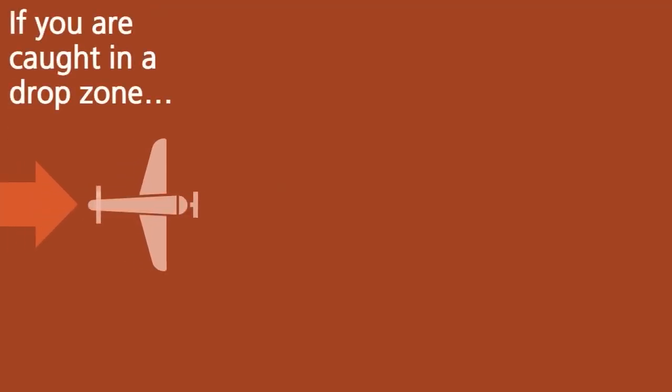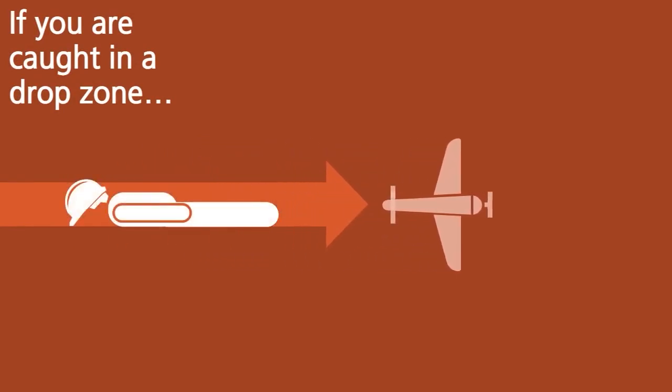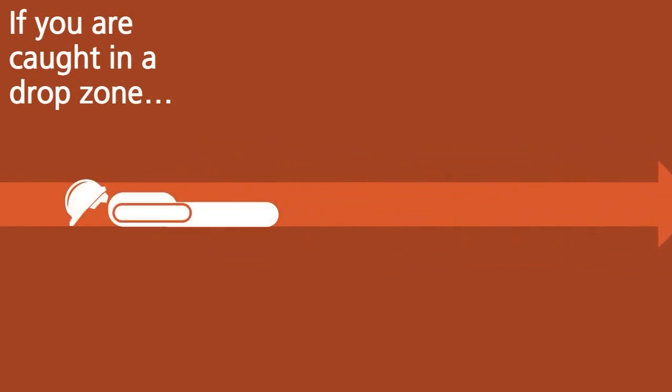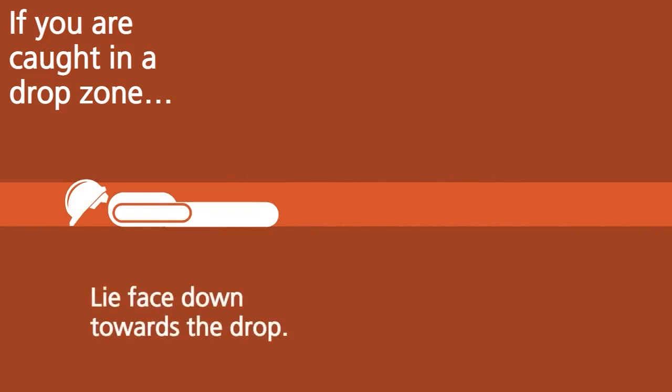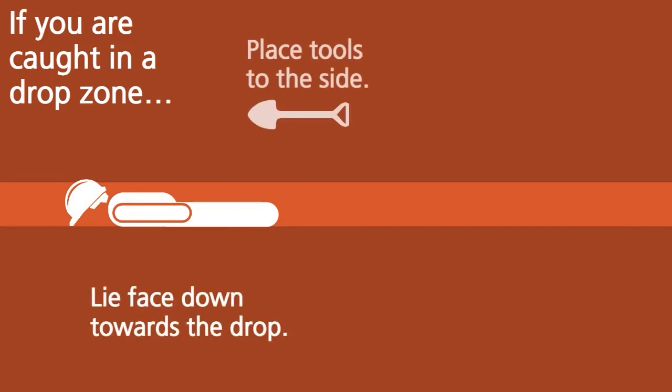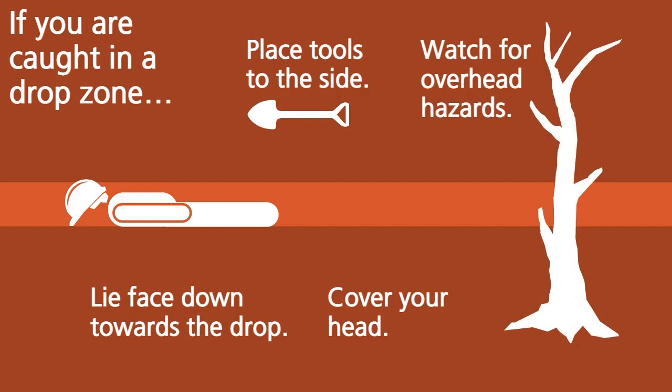If you are caught in the drop path, don't panic. The main danger is from being thrown by the force of the water or retardant. Lie face down, head toward the oncoming air tanker. Place tools by your side or behind you, since the force of the drop can move them. Cover your head. Stay clear of any overhead hazards like snags or dead branches that may break off and fall on you.